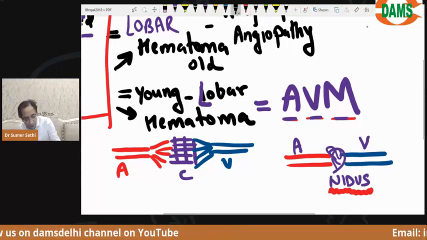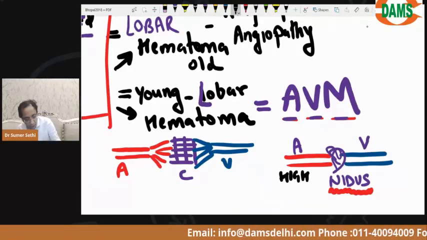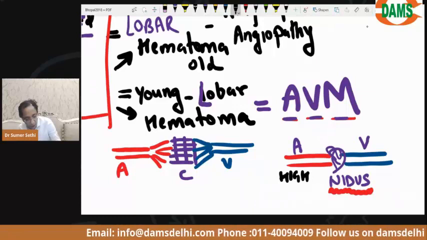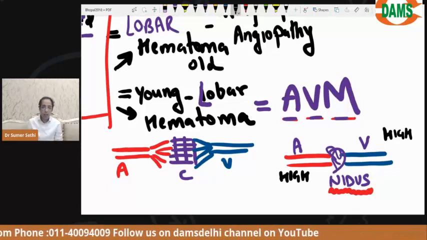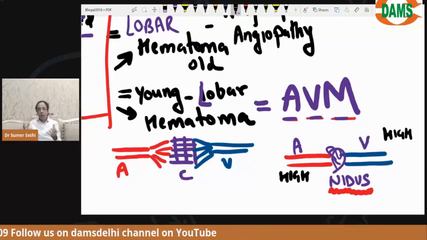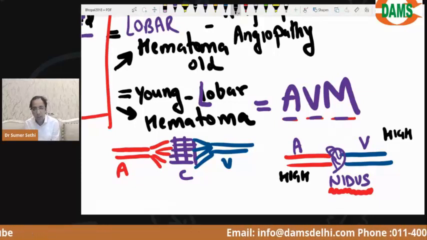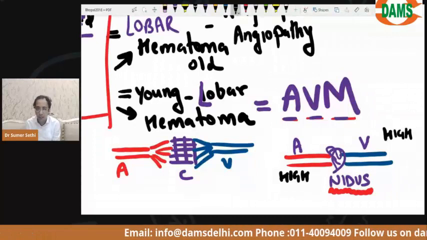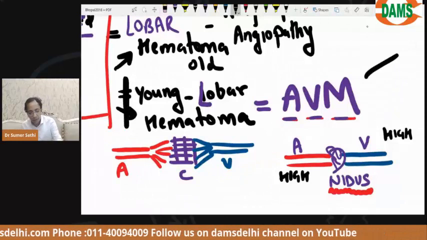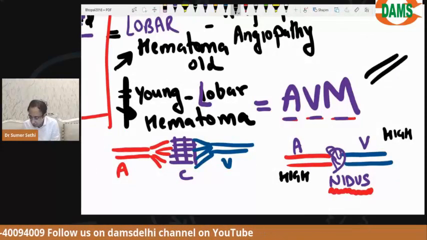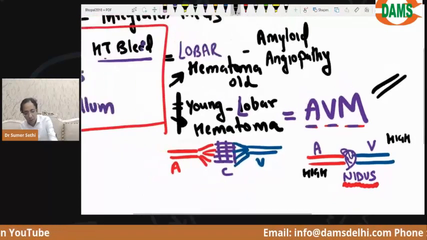Now the high pressure blood from an artery is not getting dissipated because there is no capillary in between, and it is going into the vein. That is why the veins rupture, and if you have an AV malformation in your brain, it can lead to brain hemorrhage. So if you see an atypical site hematoma in a young man, like a lobar hematoma, you think of an alternate cause like AV malformation. Everybody understands this? So this is how we think.